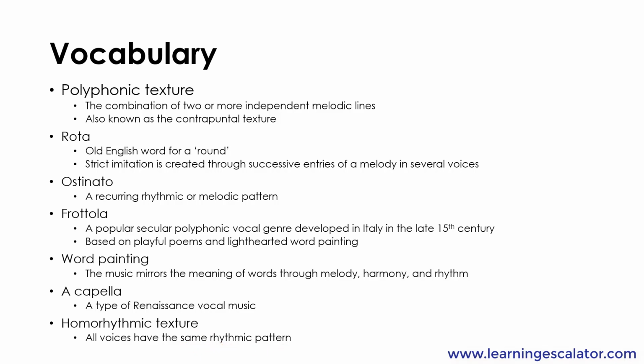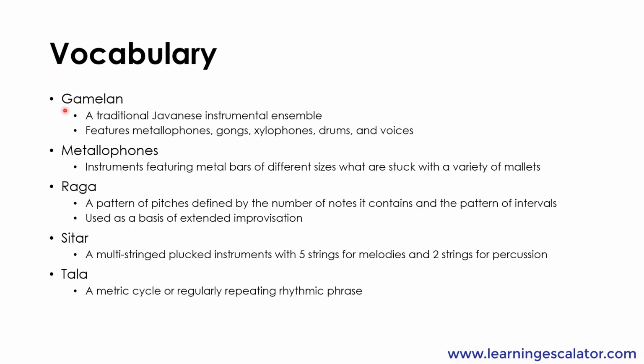More vocabulary. So the gamelan is a traditional Javanese instrumental ensemble, and it features metallophones, gongs, xylophones, drums, and voices. And metallophones are instruments featuring metal bars of different sizes that are struck with a variety of mallets. The raga is a pattern of pitches defined by the number of notes it contains and the pattern of intervals, and it's used as a basis of extended improvisation.